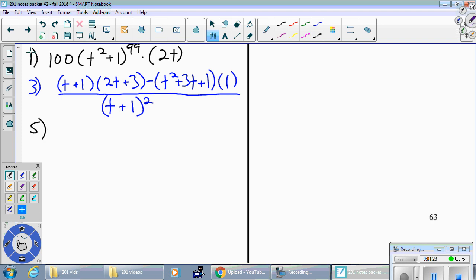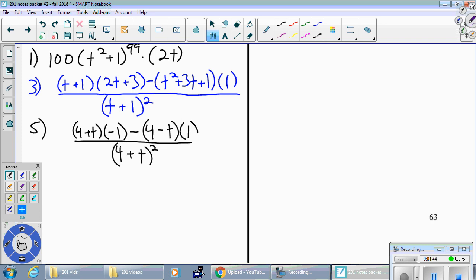Number 5, I see another quotient. So the bottom gets squared. Bottom times the derivative of the top. Careful, that's a -1 for the derivative. Minus in the quotient rule. Top times the derivative of the bottom, which is +1.